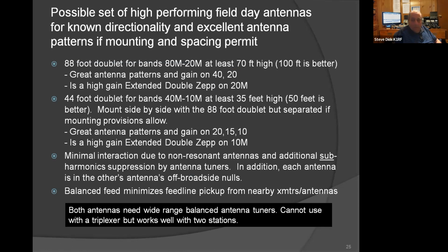Possible set of high-performing field day antennas: an 88-foot doublet for 80 through 20 and a 44-foot doublet for 40 through 10. There's minimal interaction due to non-resonant antennas, and each antenna is in the other antenna's off broadside nulls. Balanced feed minimizes feedline pickup.